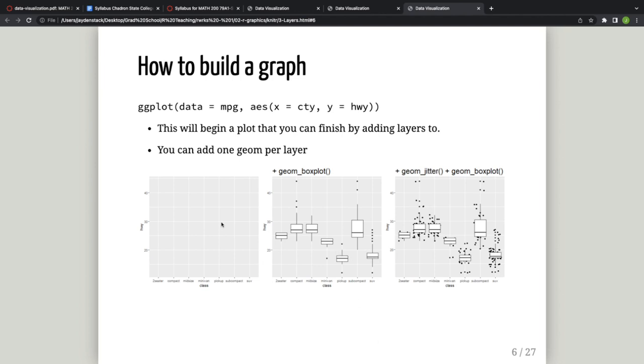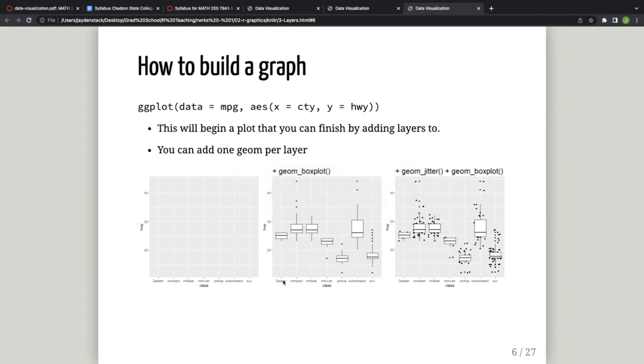Okay, so I started with the aesthetic of just looking at city by highway and the MPG data in the MPG data set, where now I can see, looking at class, I guess, in this one. Okay, so I'm looking at the different types of cars that I have and how their highway mileage is. Okay, and so I can add a box plot to this function.